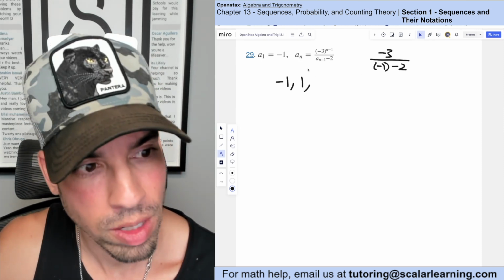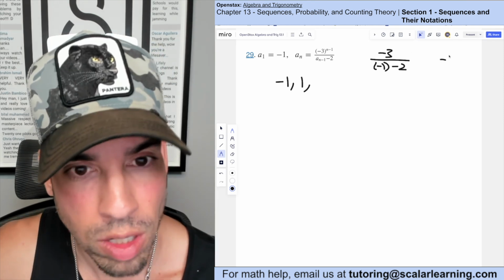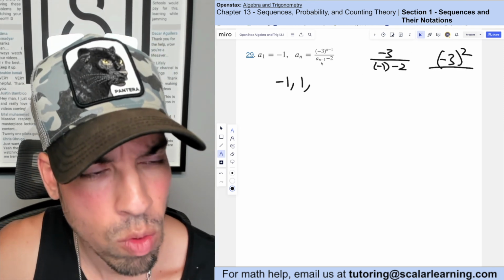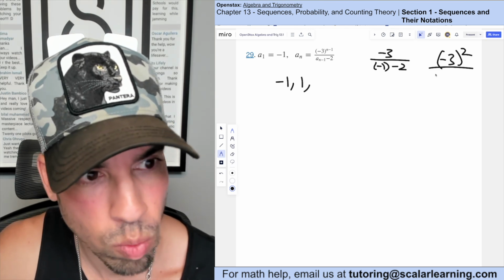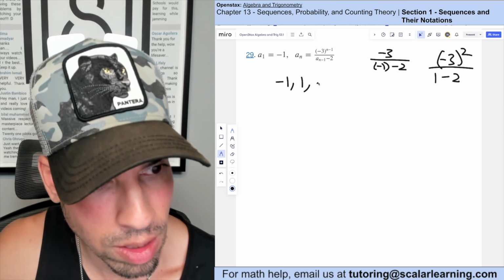All right, let's move on to the next one. Now we're on the third term. So we're plugging in 3 for n. So that's negative 3 squared on top, 3 minus 1, over, and then a to the n minus 1. That's the second term. That's going to be 1 minus 2. 1 minus 2 is negative 1. 9 over negative 1 is negative 9.